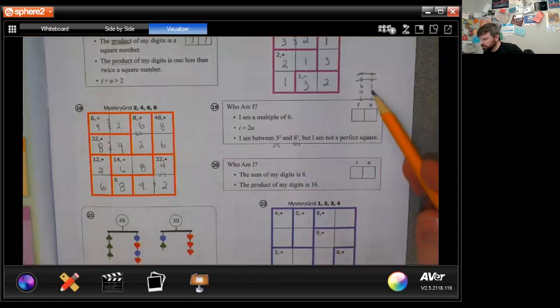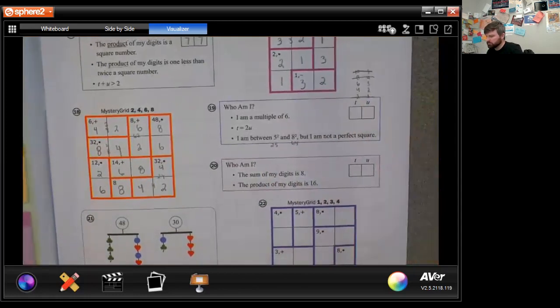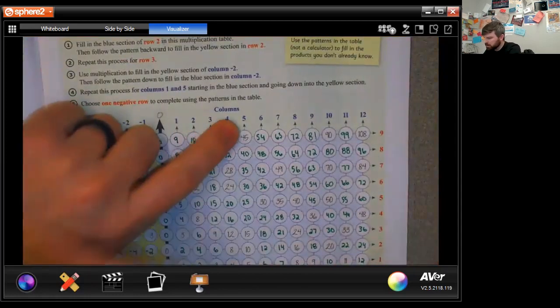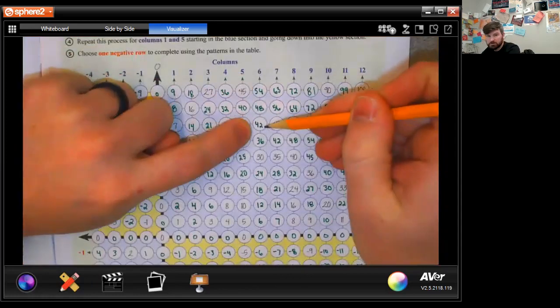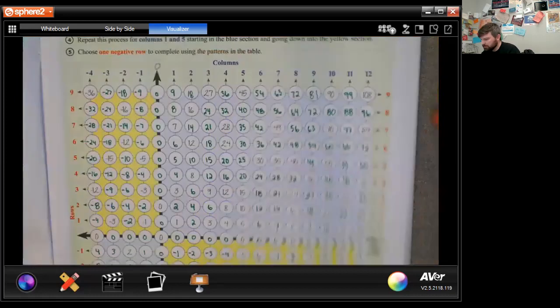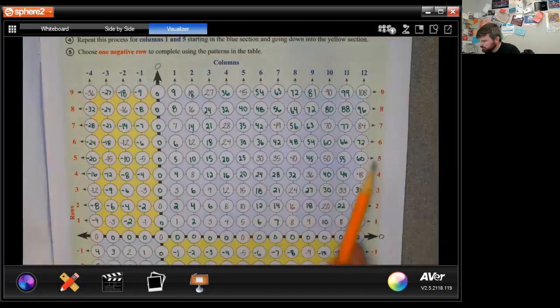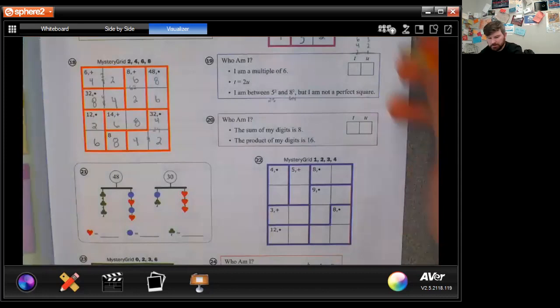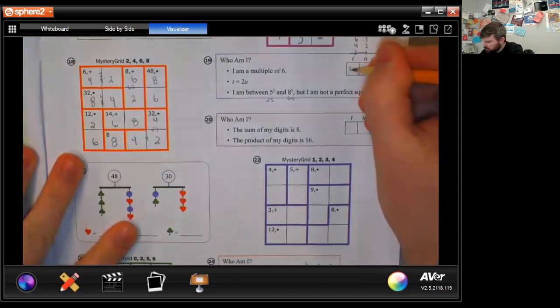You're a multiple of 6. So 63 or 42, looking at this column right here, 42 is 1. And I don't have a 63. We can look here. No 63 there. So the answer here is 42.